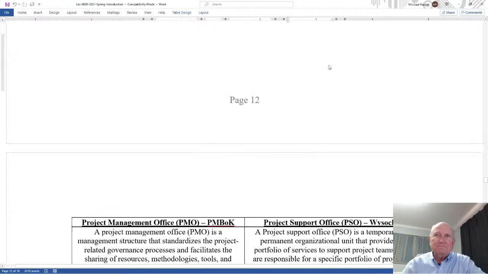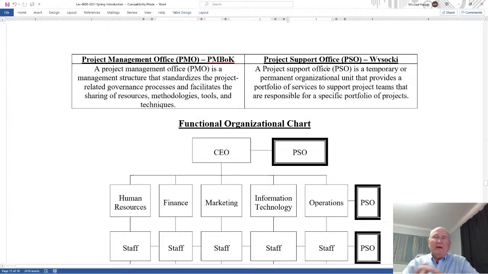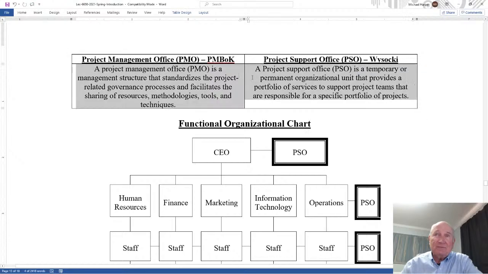Okay. Now, what about the PMO? Well, PMBOK calls it a project management office. Waisake calls it a project support office. Actually, it's been called a lot of different things, and it can be called anything. But this pretty much describes the same thing. So look at the description. Whatever you call it, a project management office is a management structure that standardizes the project-related governance processes and facilitates the sharing of resources, methodologies, tools, and techniques.